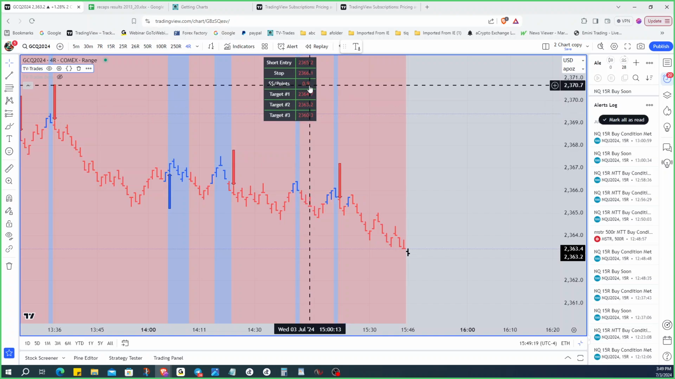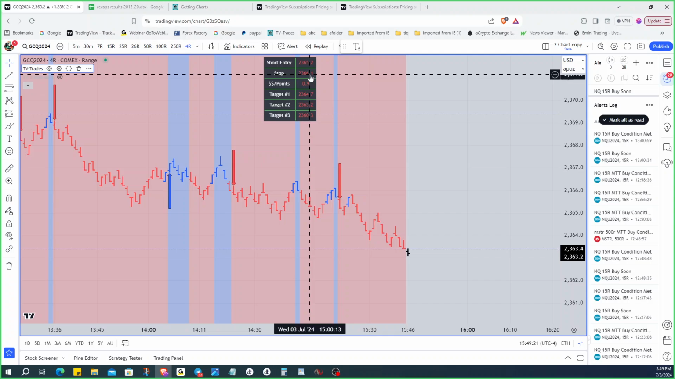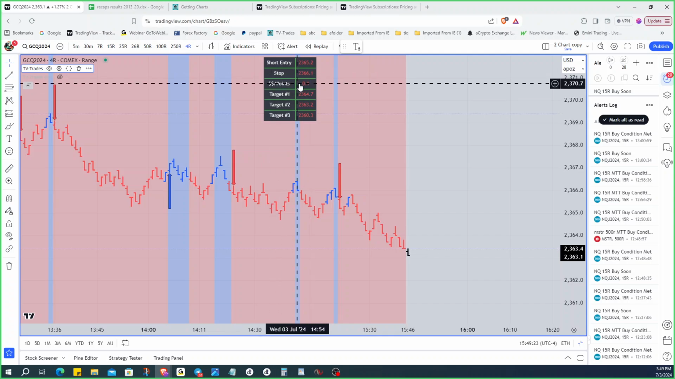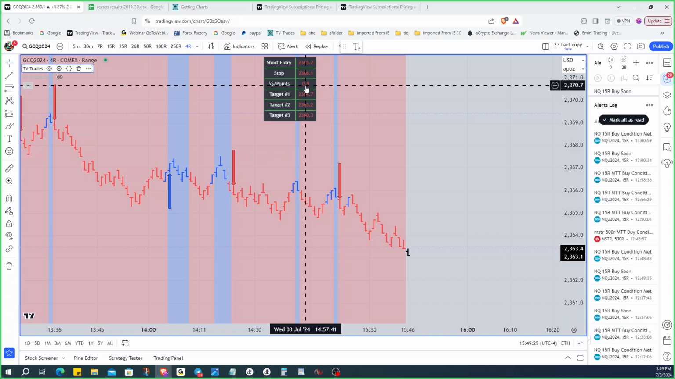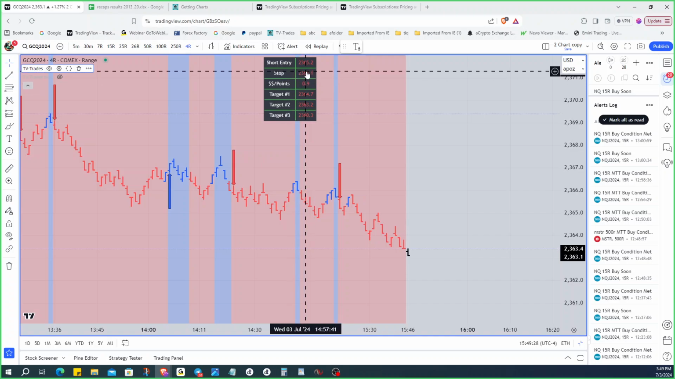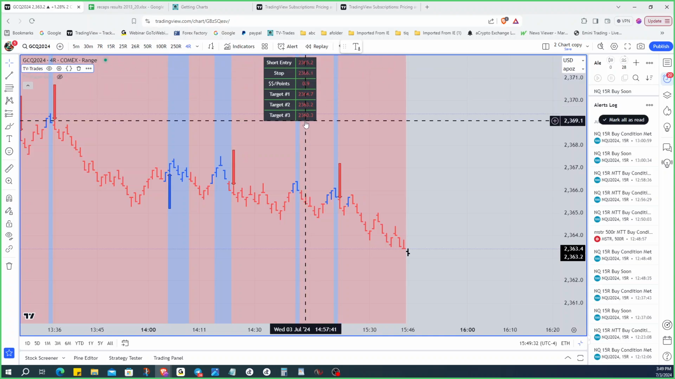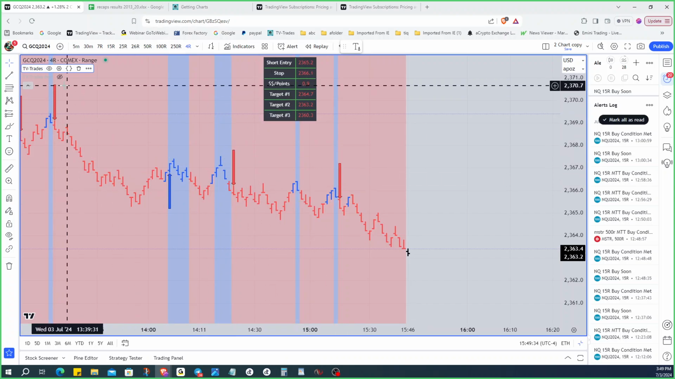So the table is going to show you the targets. It's going to give you your stop in points. Well, this is dollar sign in points. If you're trading a stock, it'll give you the dollar value of your stop. And where your entry point is, where your targets are, all that. That's by default. It gives you all that information.